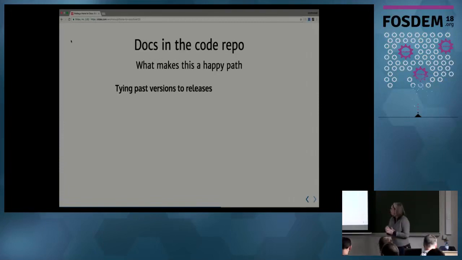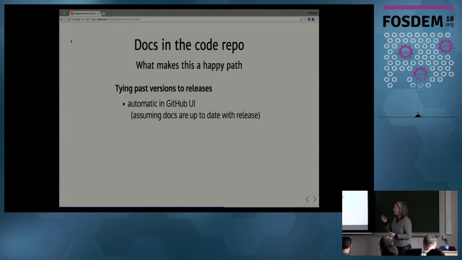Another thing to think about is that you can tie past versions to releases really easily. In the GitHub UI, when you go into a repo, you can choose the branch or you can choose a tag, and you can browse the repo at any of your previous version tags. If your docs are in the repo with the code, then you go to that version tag and browse to docs, and you're seeing the version of the docs that goes with that version of the code. So that's kind of convenient. But it also assumes that you've kept your docs up to date with the release. If they weren't, then they're going to be a little off.